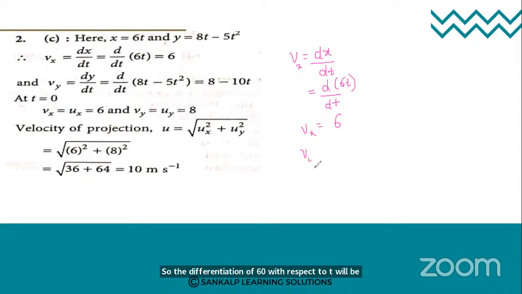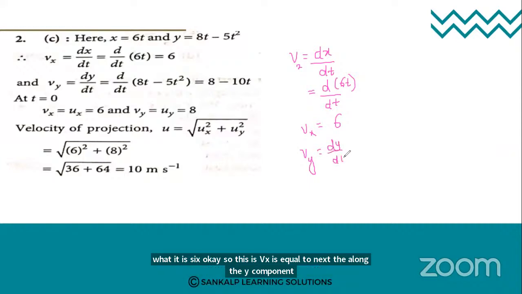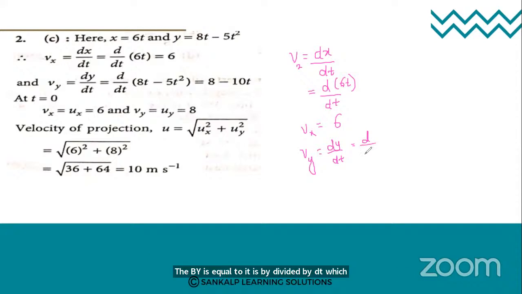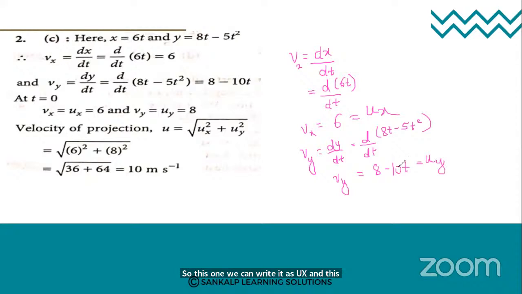Next, along the y component, Vy is equal to dy divided by dt, which is d by dt of y, and the equation they have given is 8t minus 5t square. The differentiation of 8t will be 8, minus 5t square will be 10t. So Vy is equal to 8 minus 10t. So here we have Vx and Vy, and we can write these as Ux and Uy.